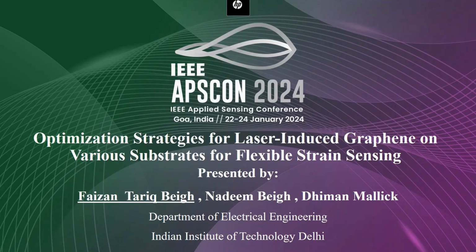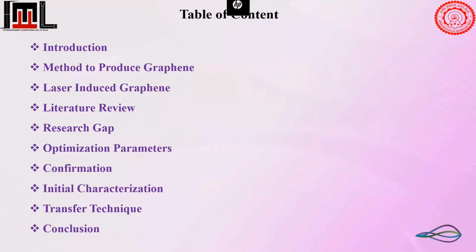Today I'm here to talk to you regarding a topic titled optimizing strategies for laser-induced graphene on various substrates for flexible strain sensing. As you earlier saw in the presentation of the Professor, he talked about flexible sensors and creating these sensors, and their process was quite complex. So, in order to show some way that we can create similar sensors, but with a very simple method.